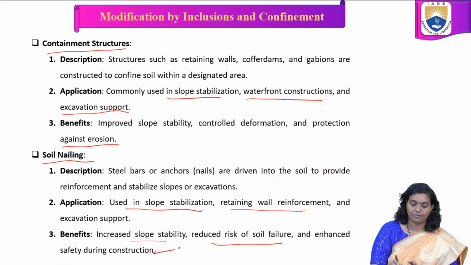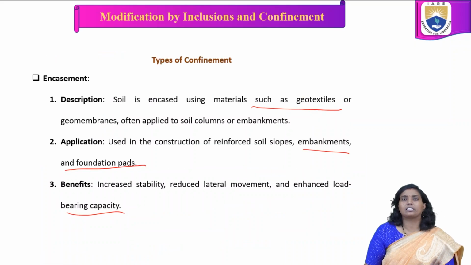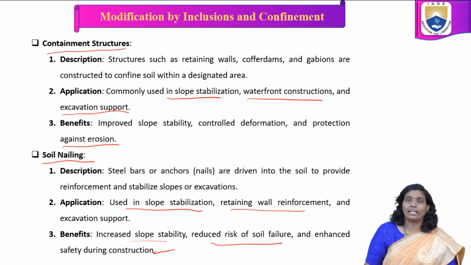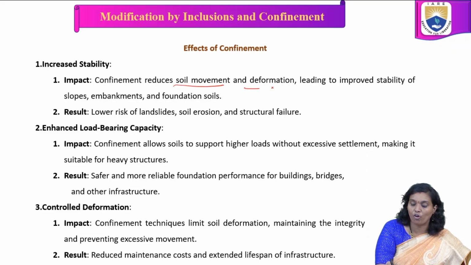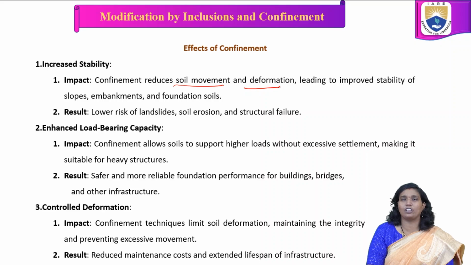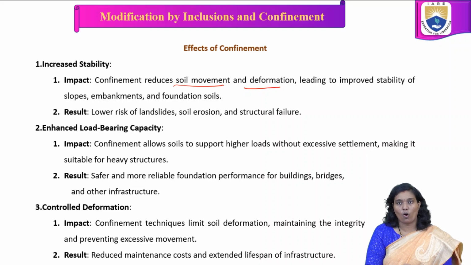These are the types of confinement: encasement, containment structure and soil nailing. What are the effects of this confinement? Increased stability, enhanced load bearing capacity and controlled deformation. In increased stability, confinement reduces soil movement and deformation, leading to improved stability of slopes, embankments and foundation soils. It results in a lower risk of landslides, soil erosion and structural failure.